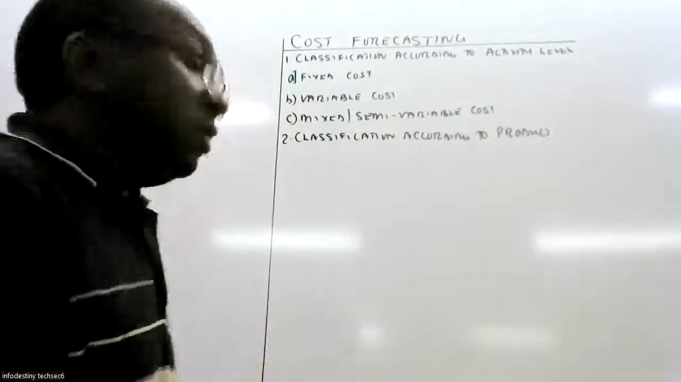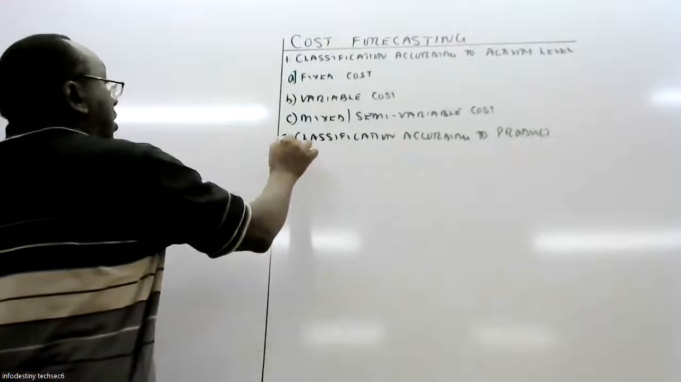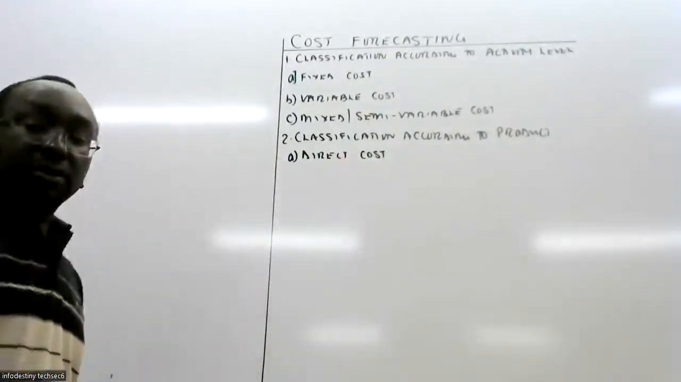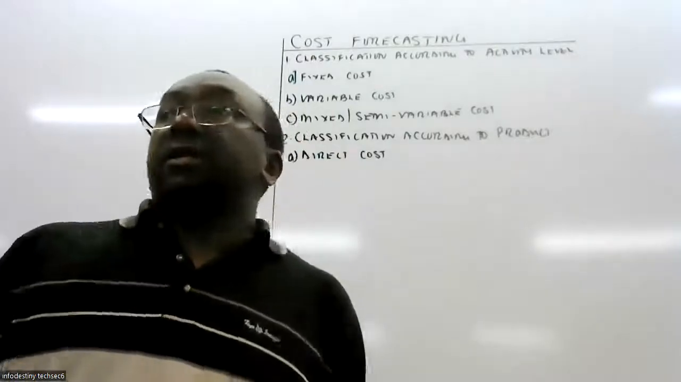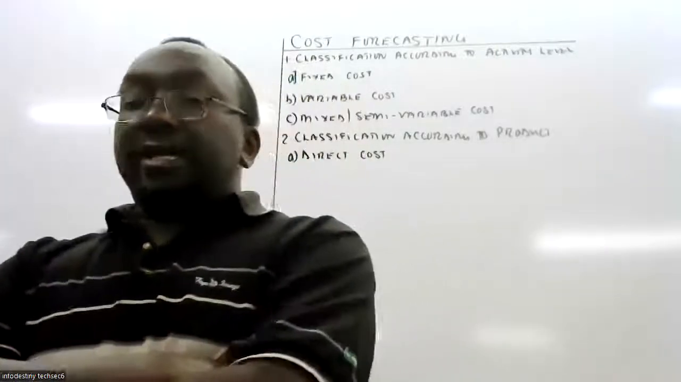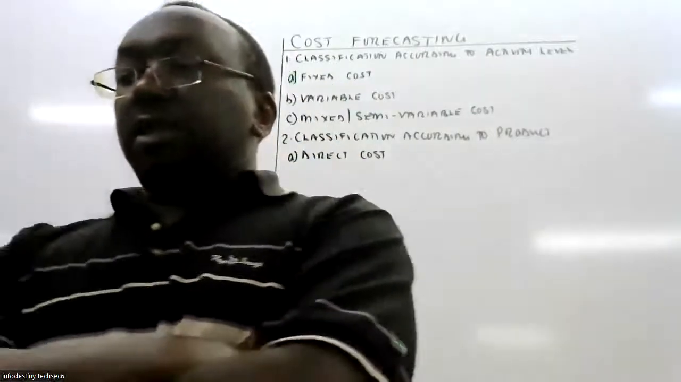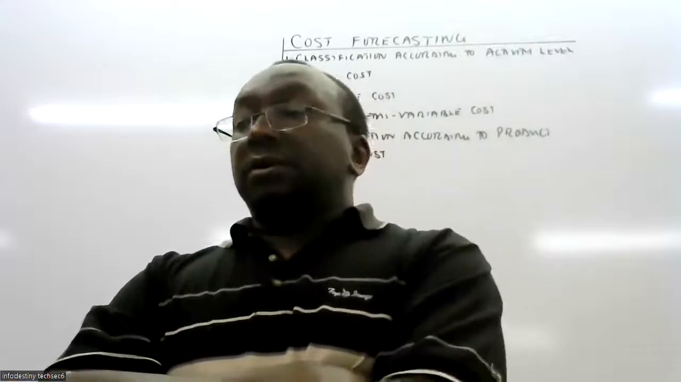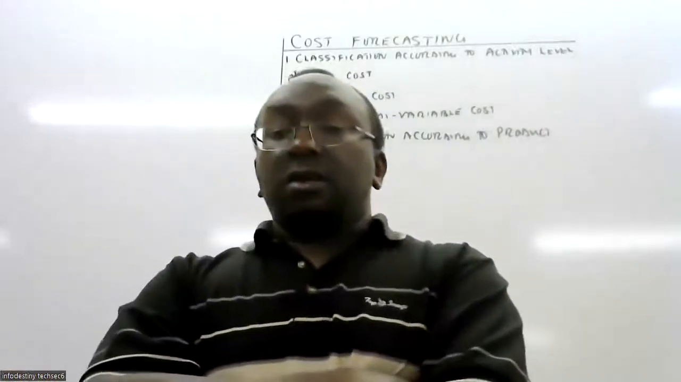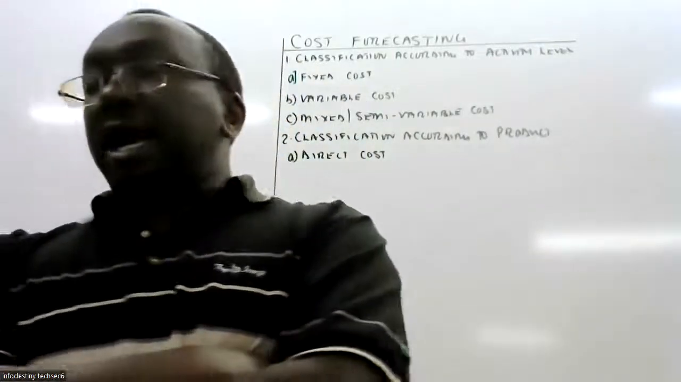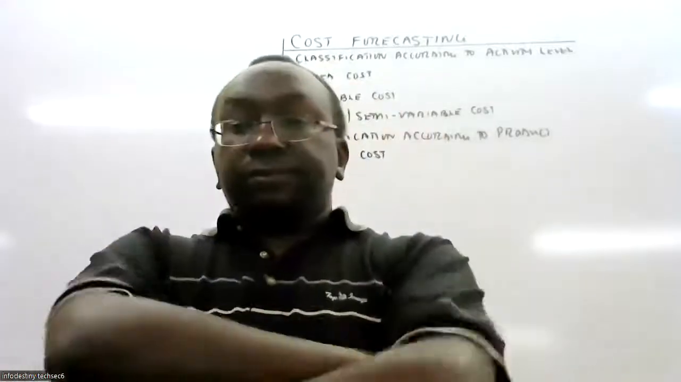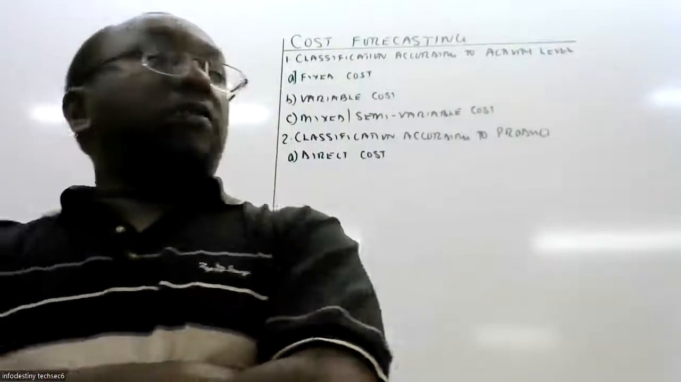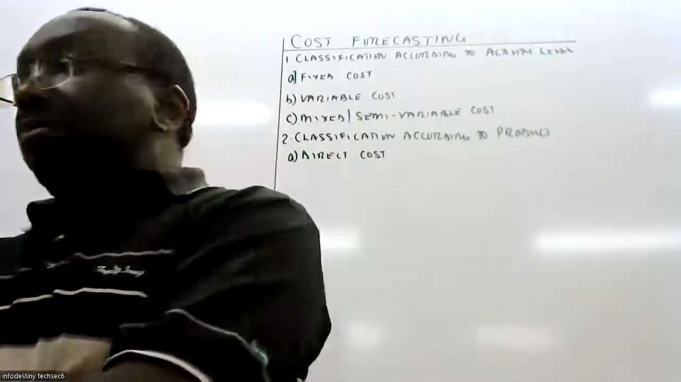A, we have a direct cost. We write that this is cost which can be clearly identified with the product. Most direct costs are variable costs.